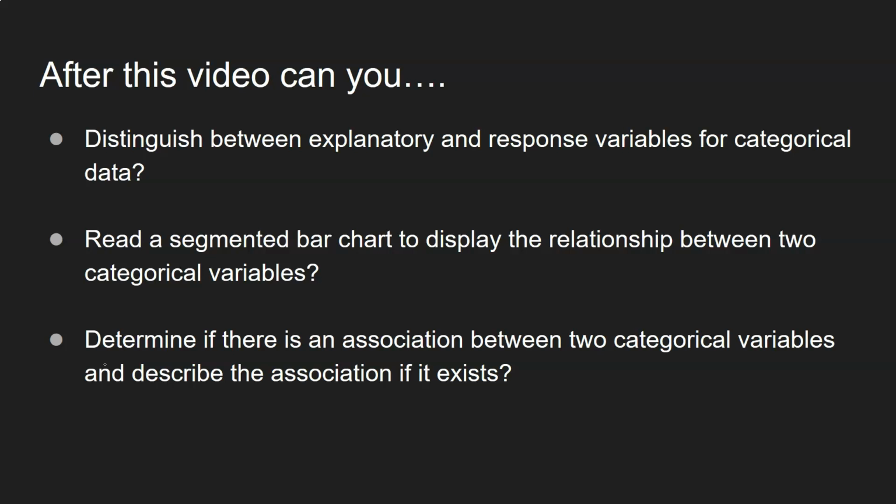Can you read a segmented bar chart to display the relationship between two categorical variables? And can you use that segmented bar chart to determine if there's an association between the two categorical variables? And can you describe that association if it exists?